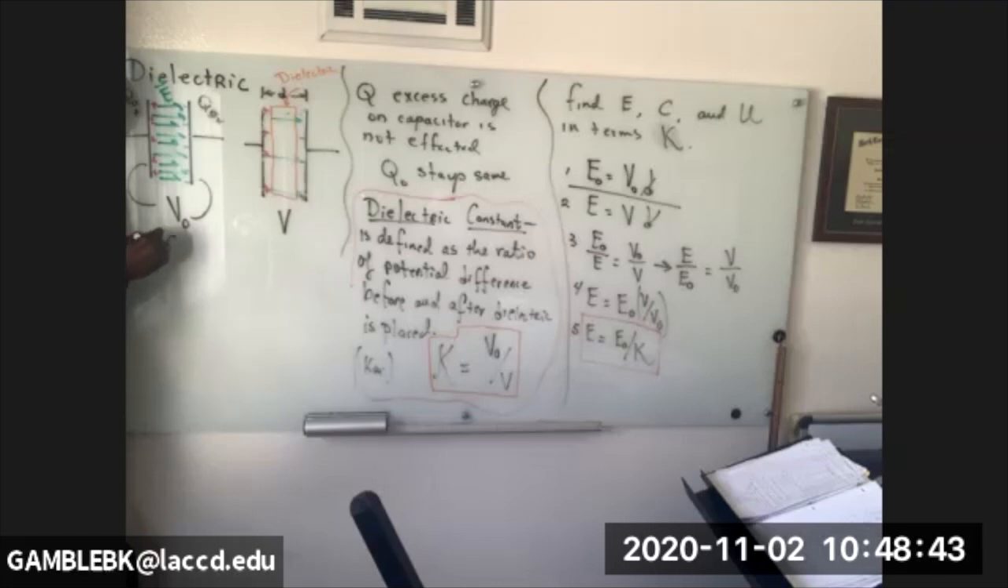Capacitance is defined as charge over voltage, so voltage equals charge divided by capacitance. And the charge doesn't change, right? So V naught equals Q over C naught, if you will, and V equals the same charge over C.